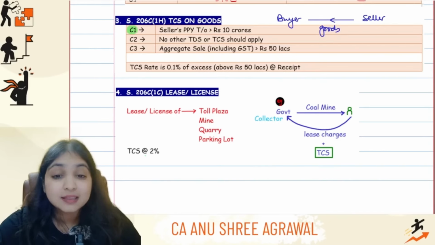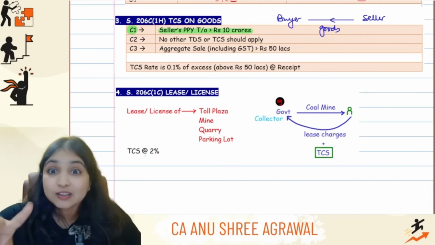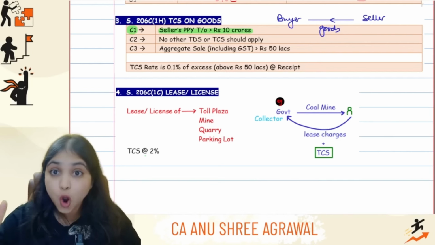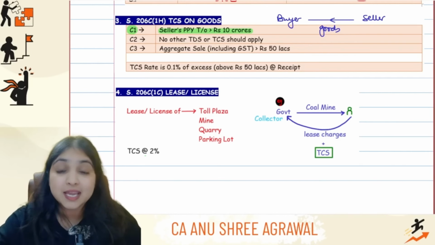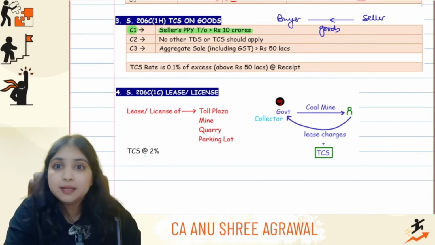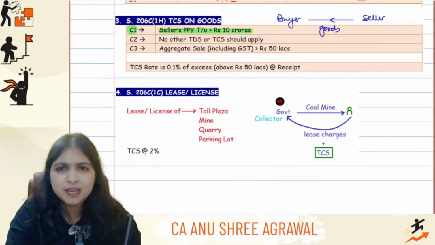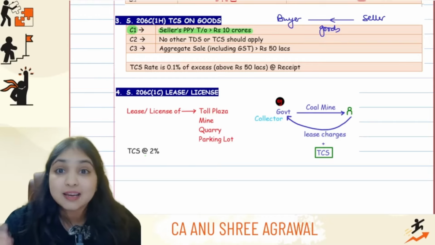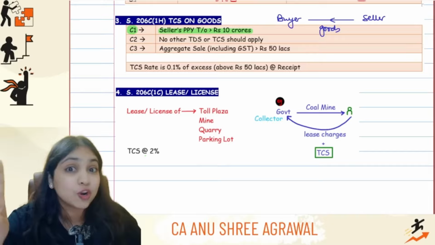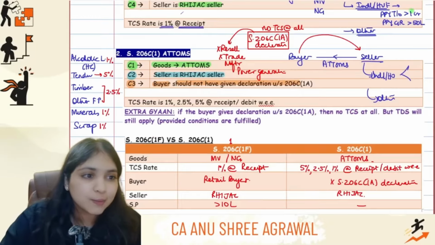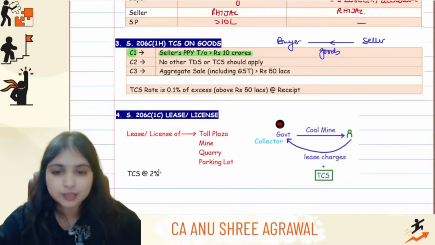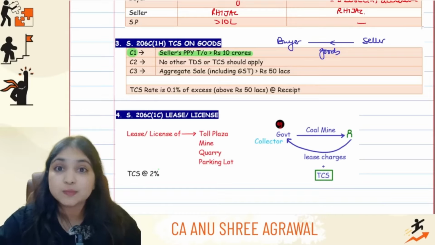Condition number 1, the seller's preceding previous year turnover should be more than 10 crore. Now, this is not our high-jack seller. Here I am saying the seller can be any person, can be an individual, HUF, AOP, BOI, company, firm, LLP, any person. Seller can be any person, just that his preceding previous year turnover has to be more than 10 crore, not 1 crore. In our high-jack, we talk about 1 crore, not 1 crore over here. The preceding previous year turnover has to be more than 10 crore.